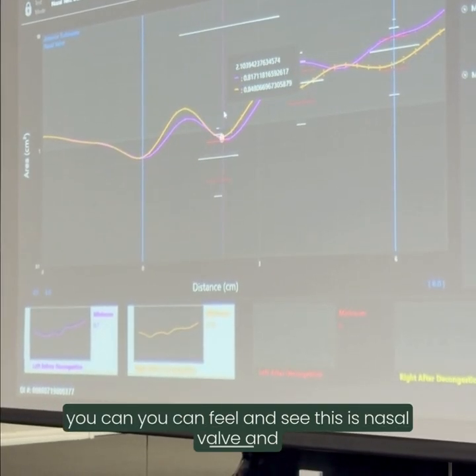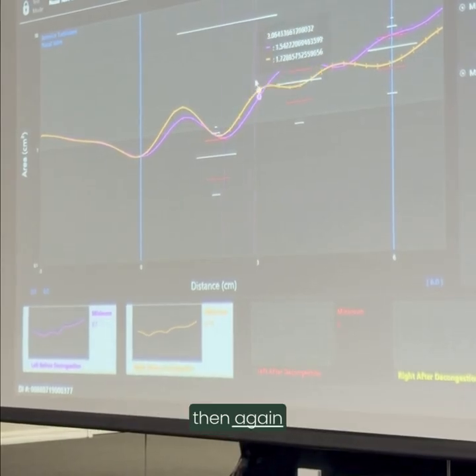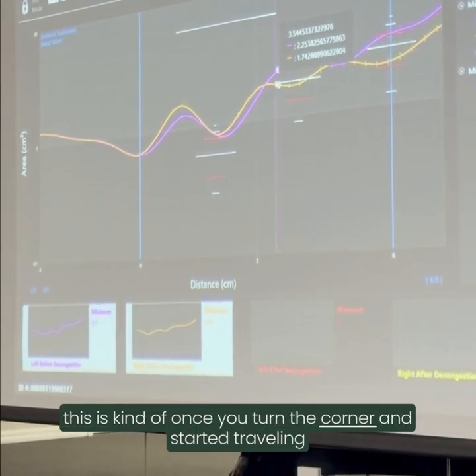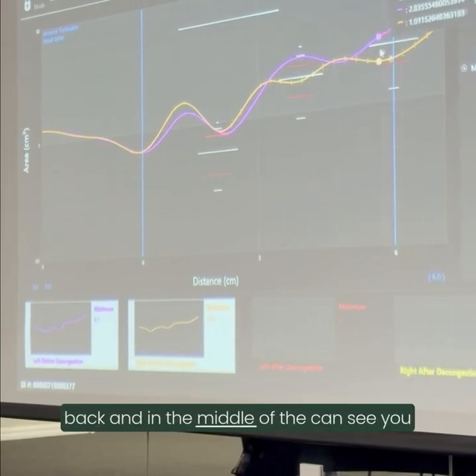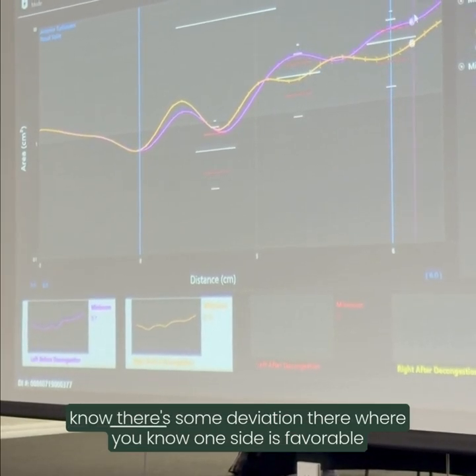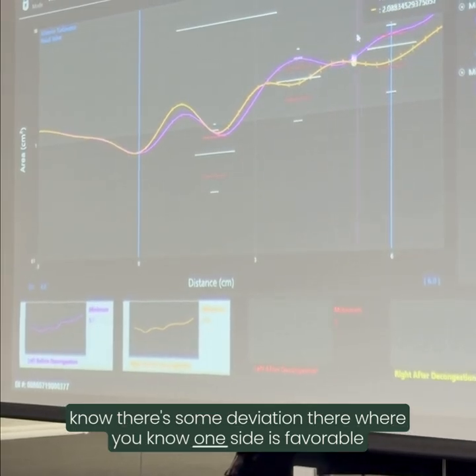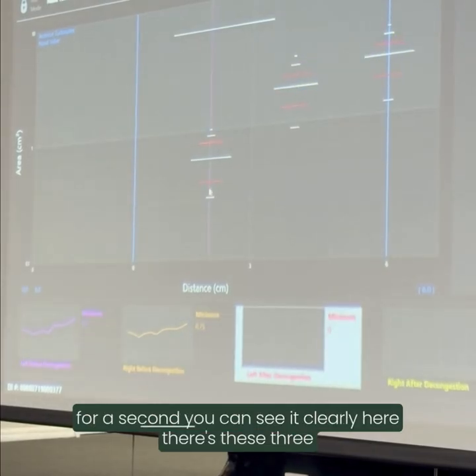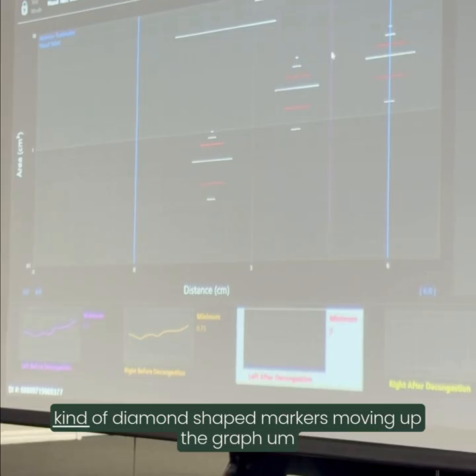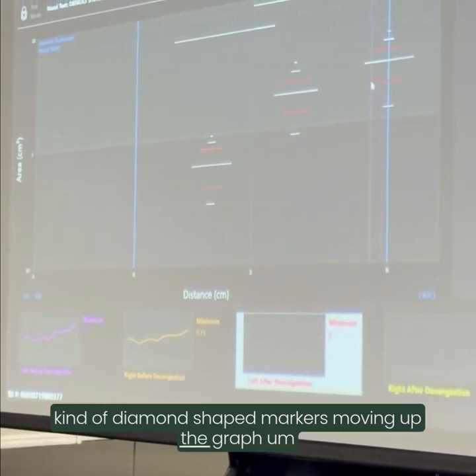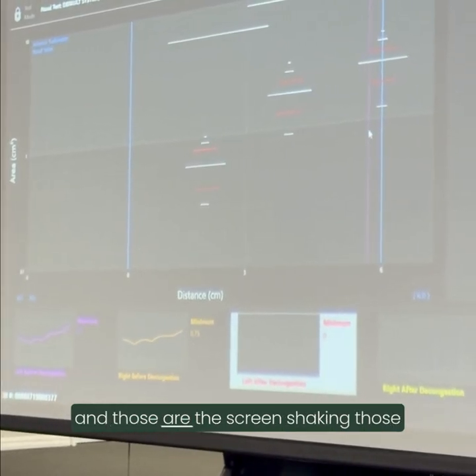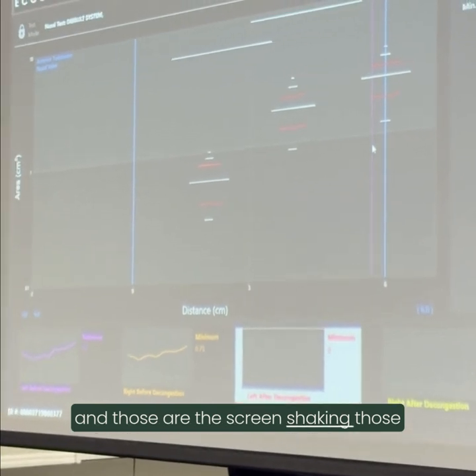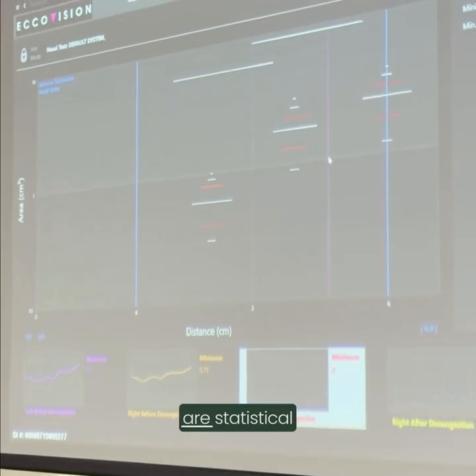This is the nasal valve, and then this is once you've turned the corner and started traveling back into the nasal airway. You can see there's some deviation where one side is favorable. But if we look at just a blank graph for a second, you can see it clearly here. There are these three diamond-shaped markers moving up the graph. And those are, the screen shaking, oh, it's the train.